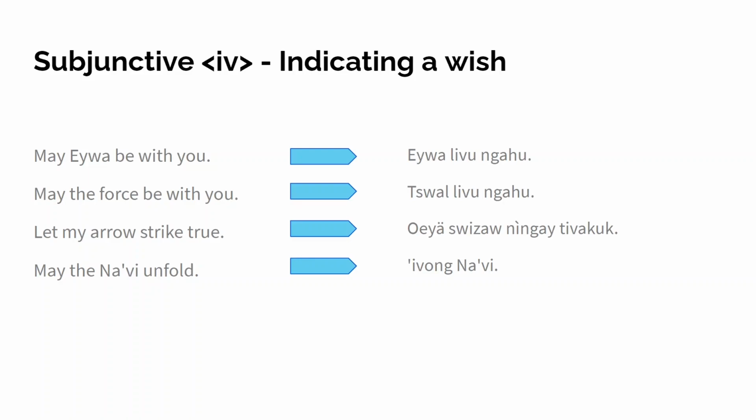First, may Ewa be with you. Ewa livu ngahu. So here we have the infix to make it may Ewa be instead of Ewa is with you. You maybe recognize this phrase because you probably stumbled across the shortened version, namely Ewa ngahu, which is used to say goodbye, so Ewa with you. And that phrase actually is just a short version of Ewa livu ngahu.